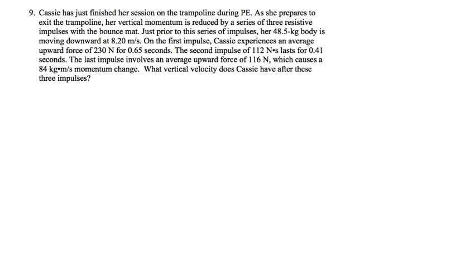In the first one, it says on the first impulse, Cassie experiences an average upward force of 230 newtons for 0.65 seconds. So I can get the impulse from those two numbers. Then it says the second impulse of 112 newton seconds lasts for 0.41 seconds. Well, that's an impulse right there. And then it says the last impulse involves an average upward force of 116 newtons, which causes an 84 kilogram meter per second momentum change. That's an impulse. So you have to sort of distinguish what's important from what's not important.